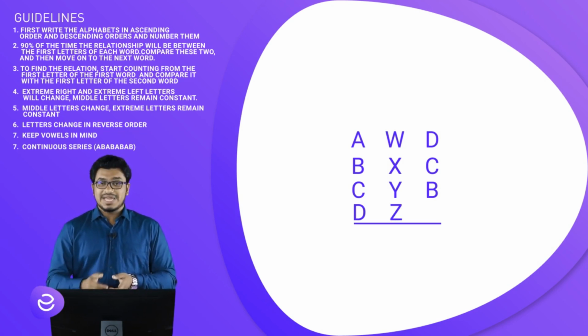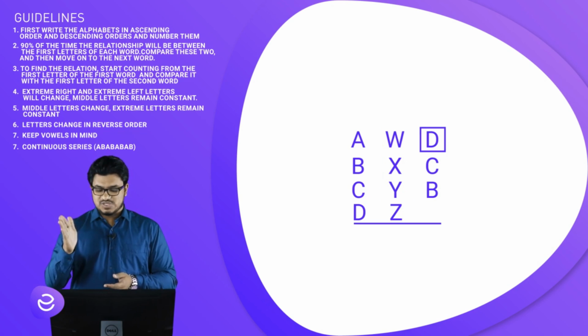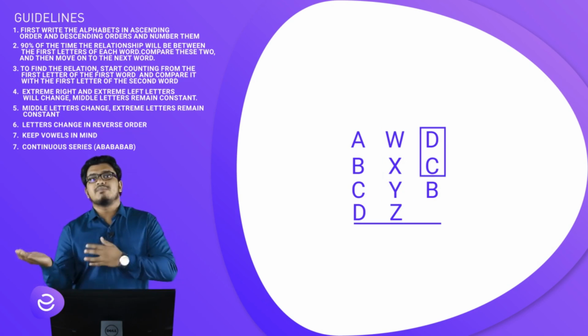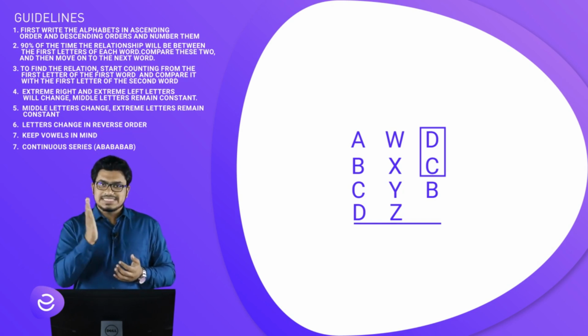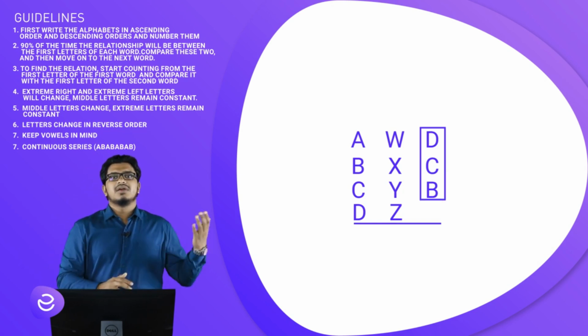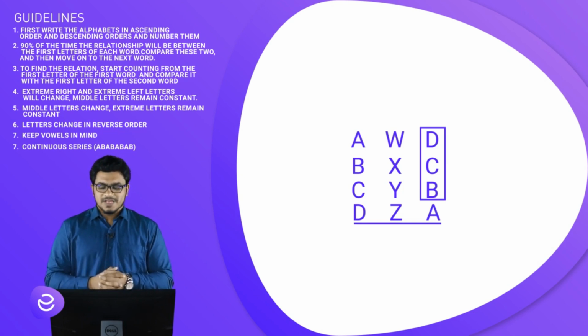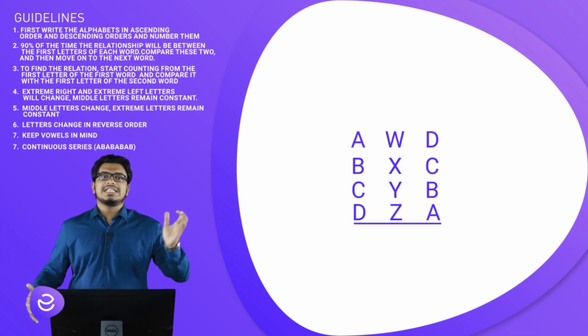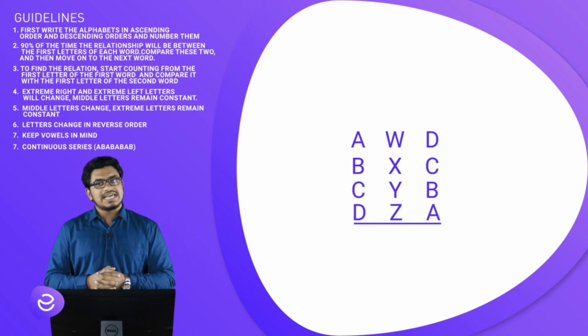Next one, you get D, the third letter of the first word, D. Then you get the third letter as C. So, it is going backwards, D, C, then you get B. So, obviously, you have to get A. So, the answer will be AWD, BXC, CYB, and the answer will be D, Z, and A.